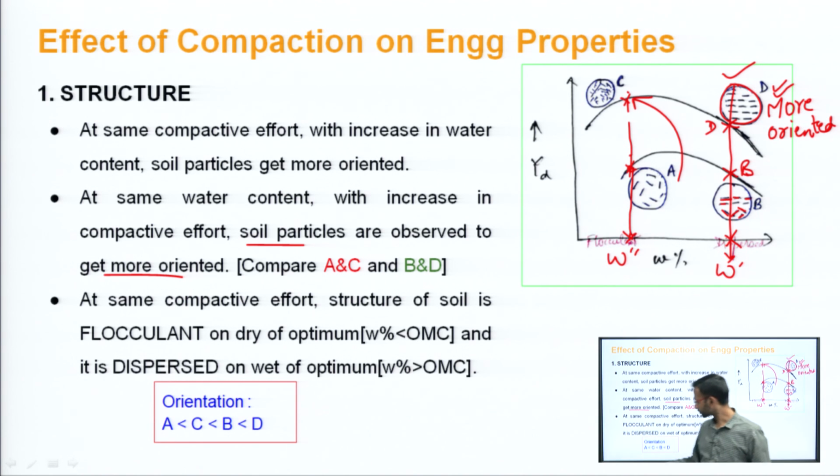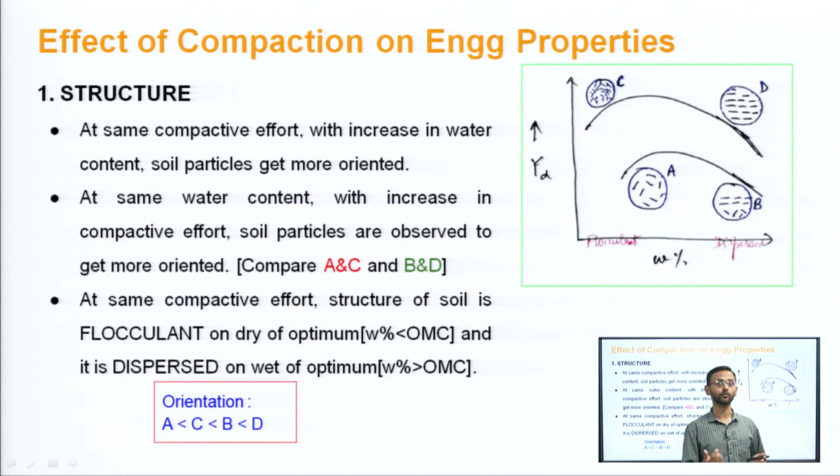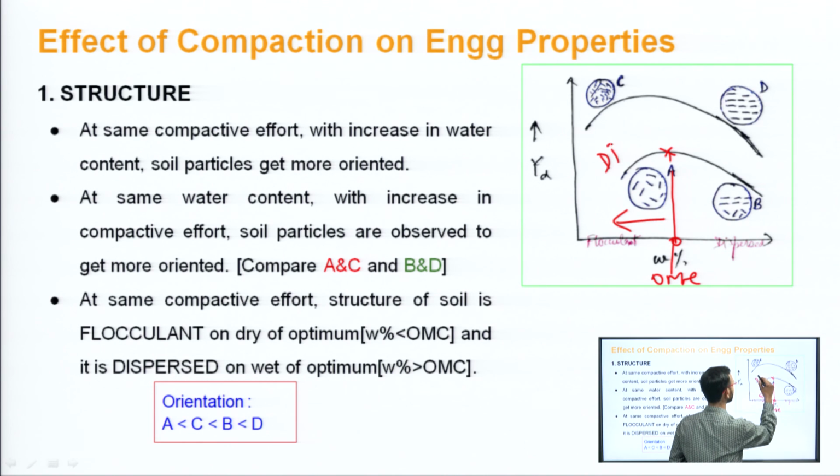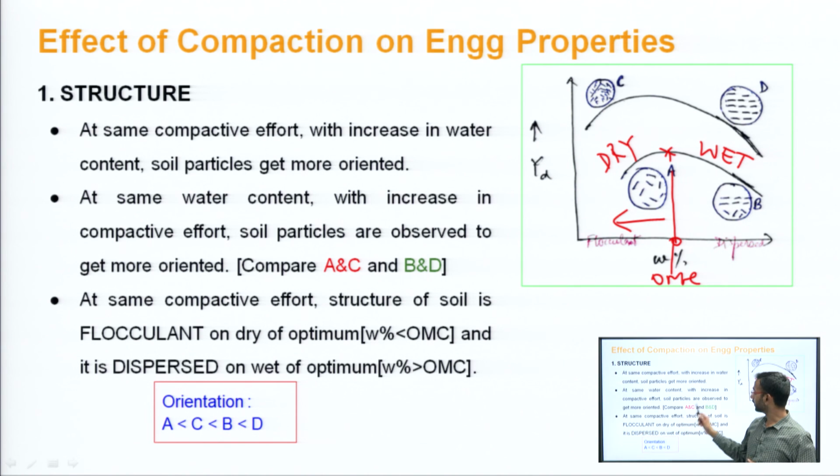Now see what is dry of optimum and what is wet of optimum. When we talk about this graph, this is the optimum moisture content. When the water content is slightly less than the OMC, it is dry of optimum. So this is the dry side. But when we talk about the water content more than OMC, what happens there? More water is there, so it is the wet side. On the dry side, the structure of the soil is found to be flocculent, and on the wet side, the structure is found to be dispersed.